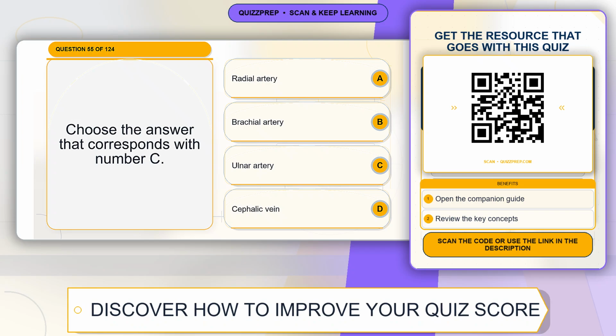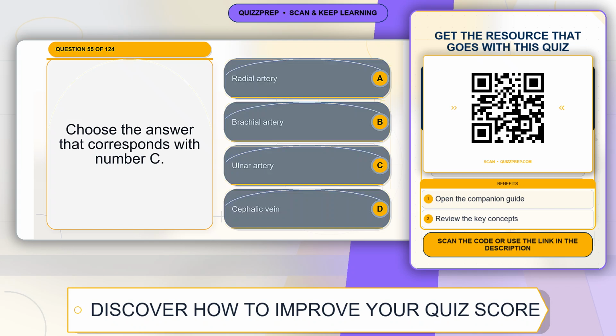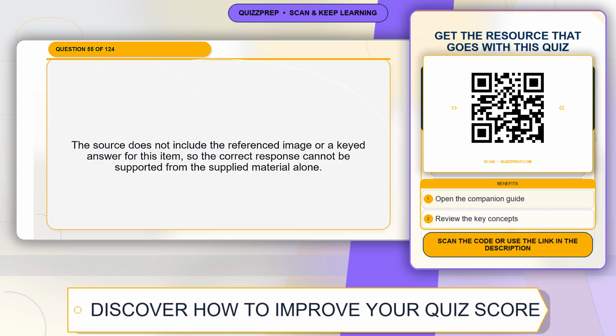Option A, radial artery. Option B, brachial artery. Option C, ulnar artery. Option D, cephalic vein. The correct answer is now shown. Explanation: the source does not include the referenced image or a keyed answer for this item, so the correct response cannot be supported from the supplied material alone.